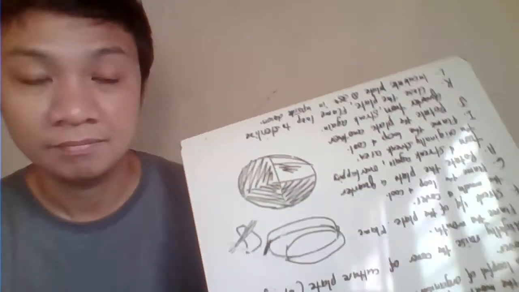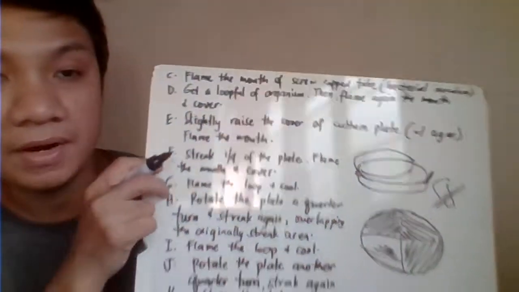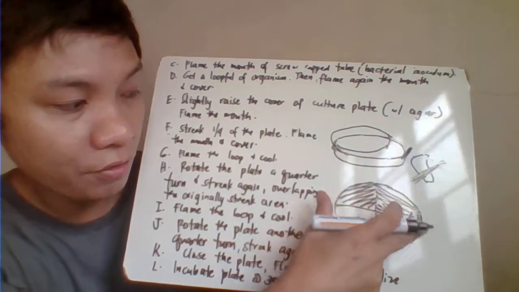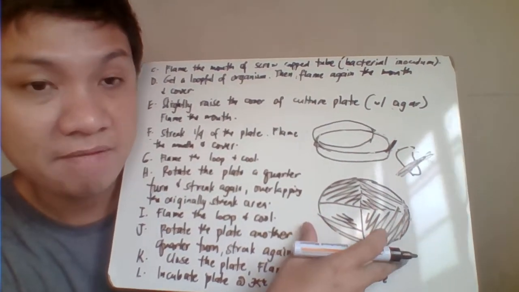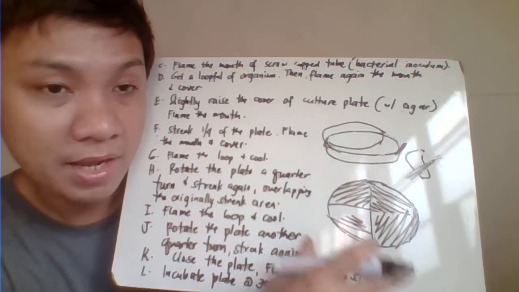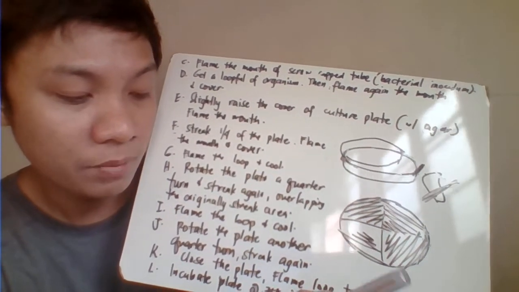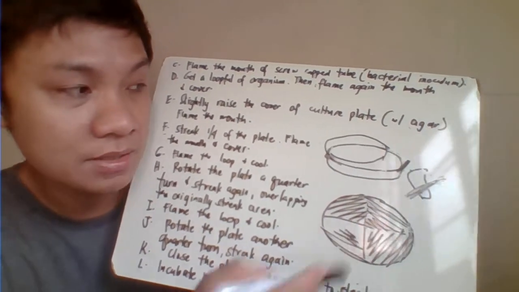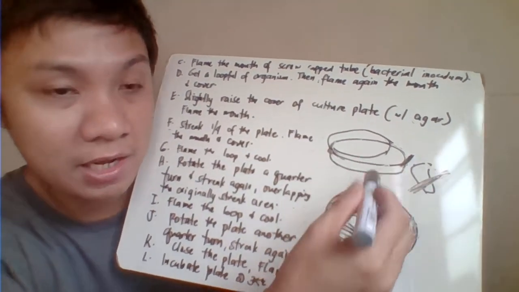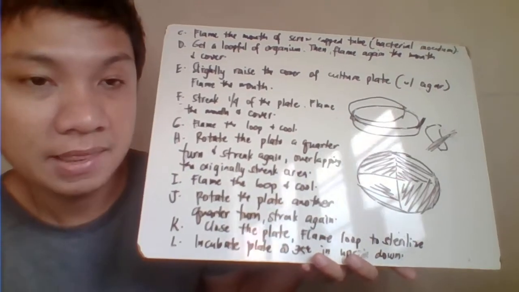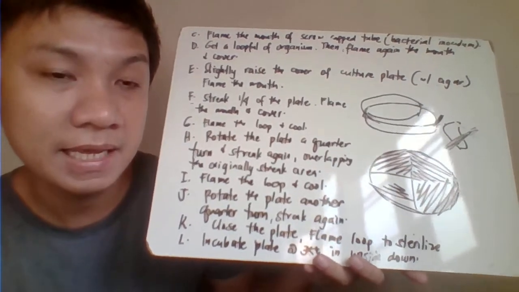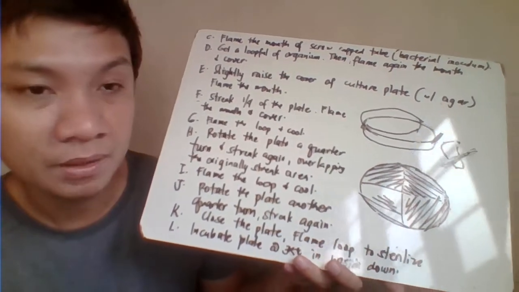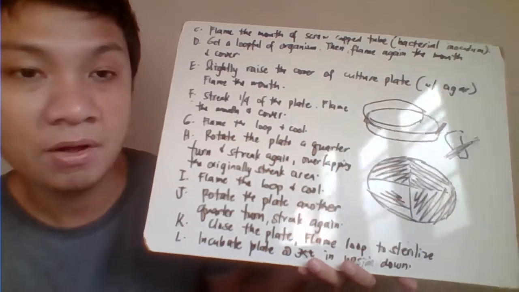kabila natin. Okay, then, if you are already finished with all your streaking on the different quadrants, okay, try to cover this one. Okay, and then, before you close that one, you try to flame the mouth. Okay, then try to cover. Okay, then with your inoculating needle naman, i-flame mo din siya. Okay, and then allow it to cool. Okay, and then itatago mo na siya. So that would allow you to basically kill the bacteria and to sterilize your loop. Okay, then after that one, you are ready now to incubate.